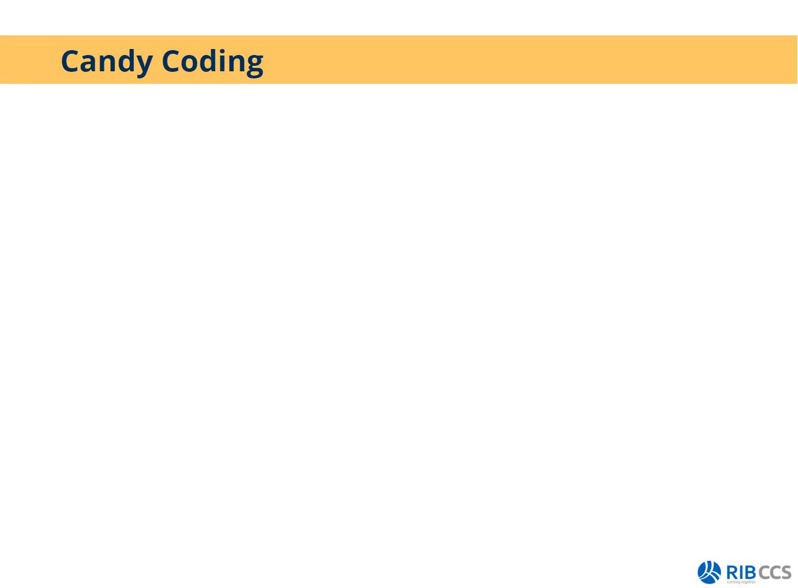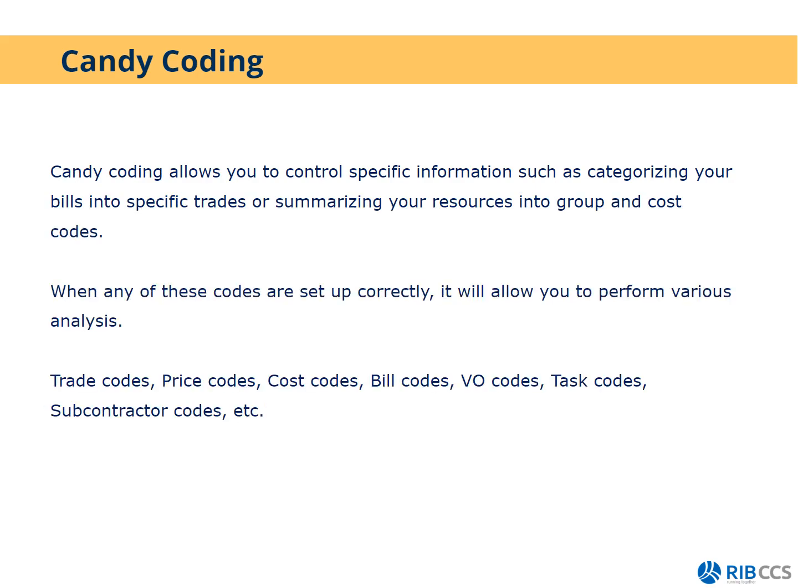Next, we're going to look at Candy coding. So Candy coding, Candy allows you to control specific information such as categorizing your bills into specific trades or summarizing your resources into group and cost codes. When these codes are set up correctly, it will allow you to perform various analysis. These codes then are trade codes, price codes, cost codes, bill codes, VO codes, task codes, subcontractor codes, etc.